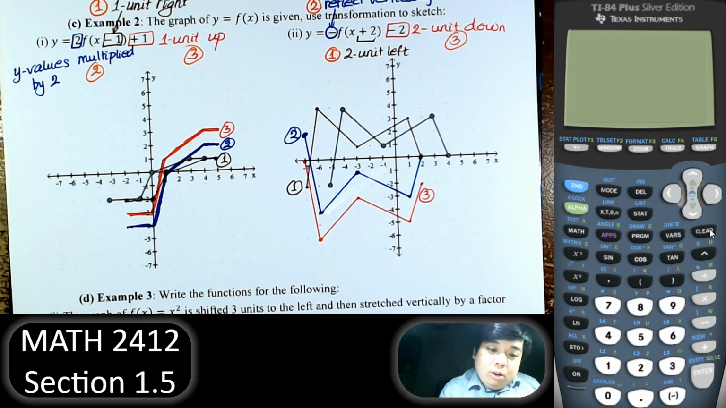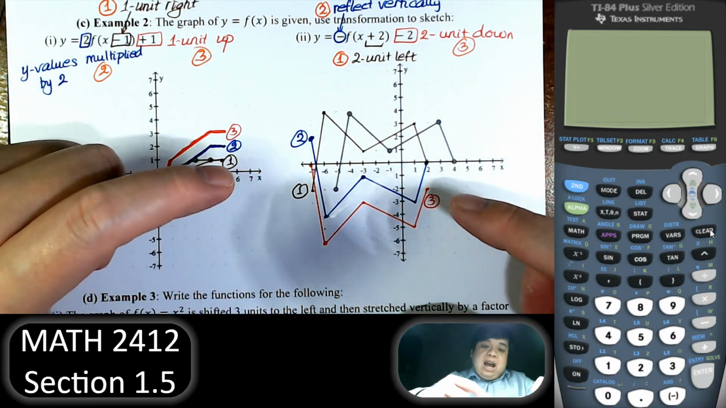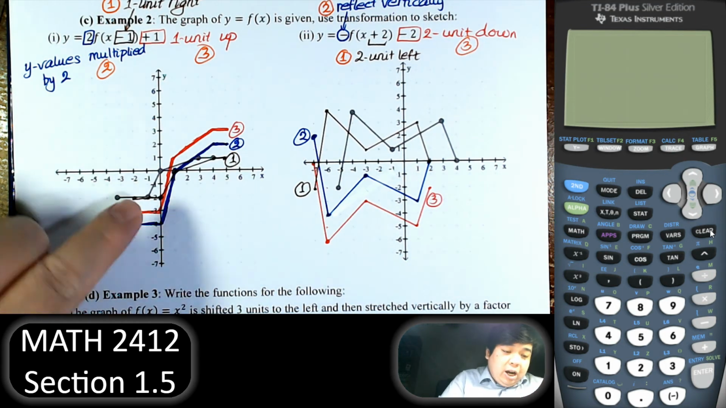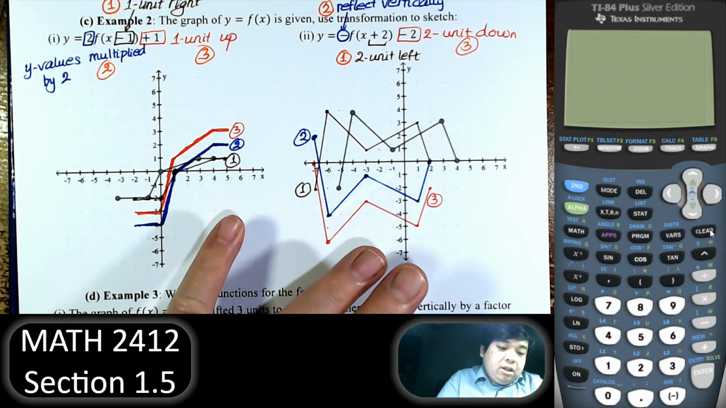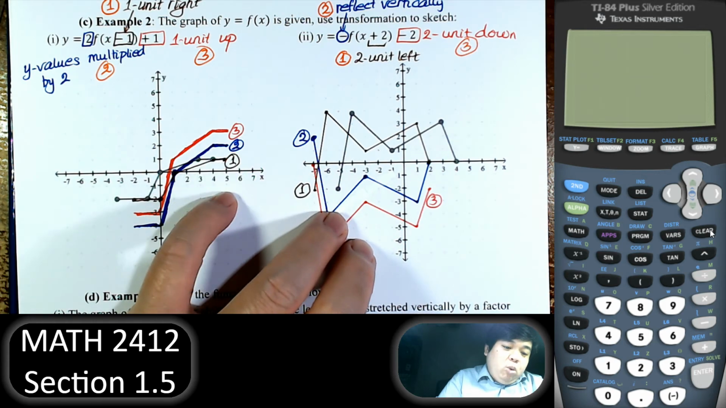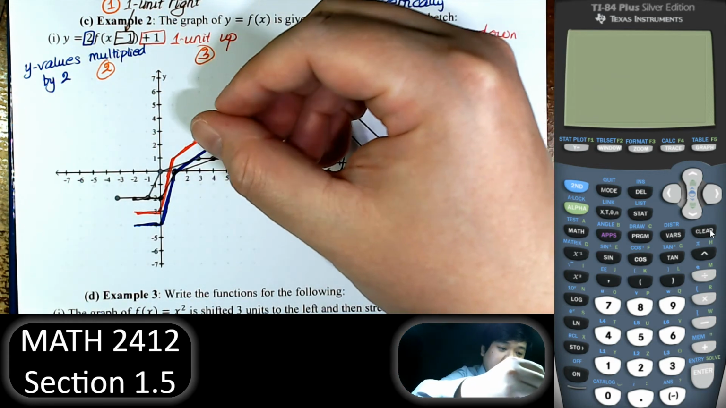So let's check one more time. 2 units to the left, flip it upside down, and then 2 units down. So that's what we have. This one, 1 unit to the right, and then y values multiplied by 2. So we stretch it vertically and then move 1 unit up.